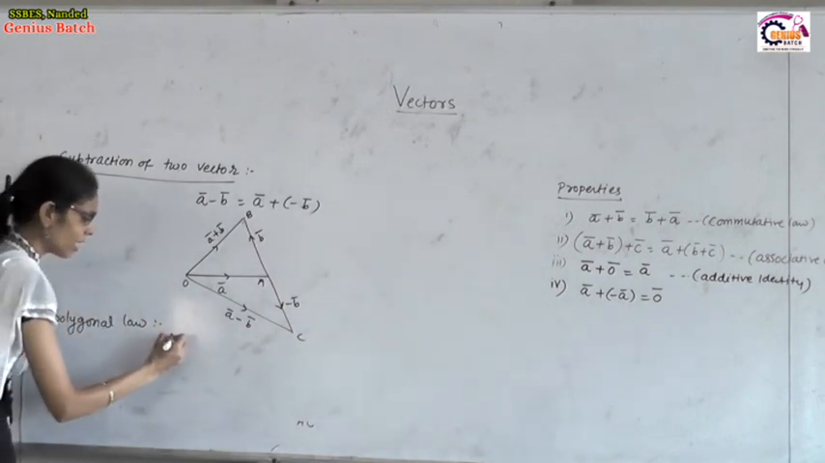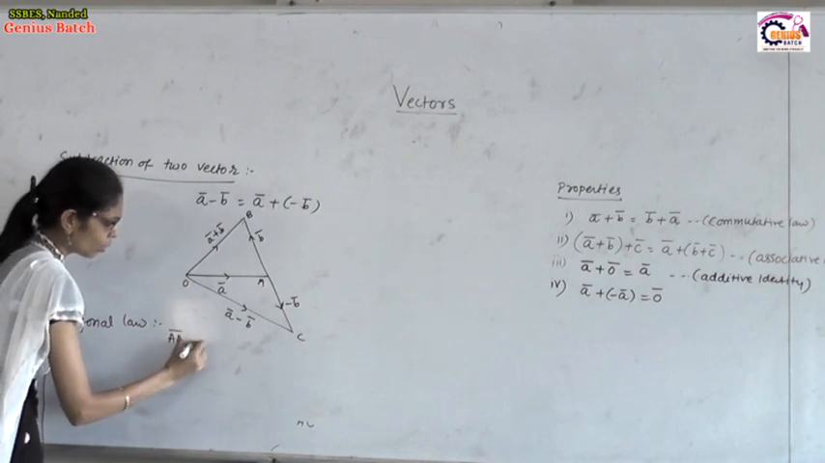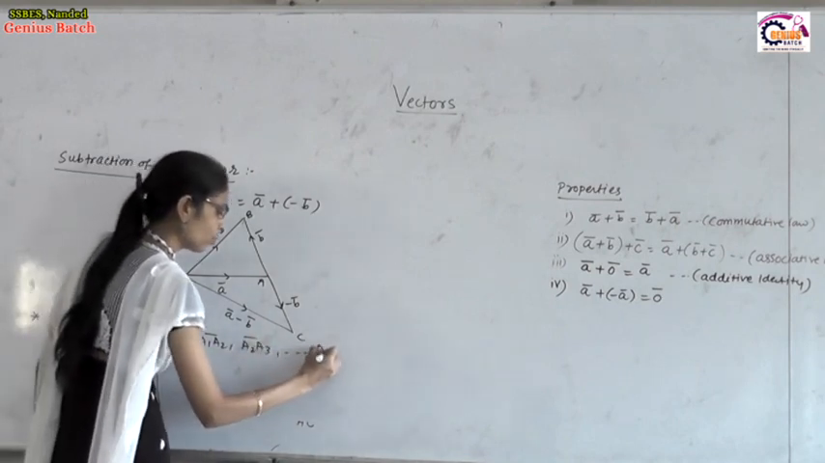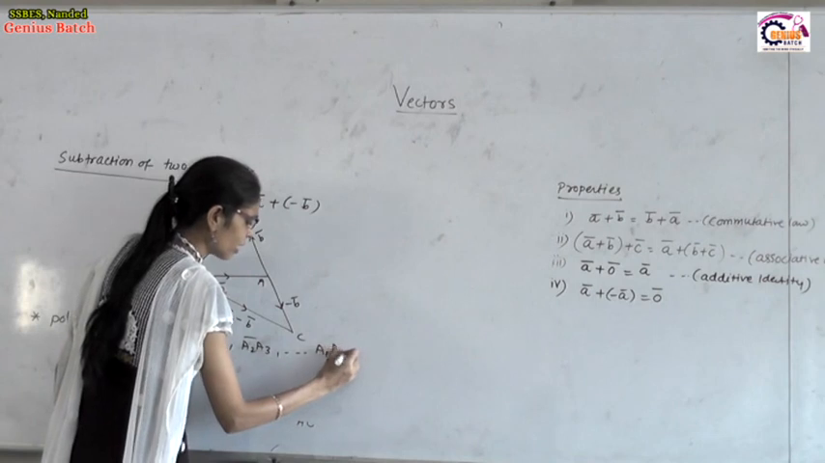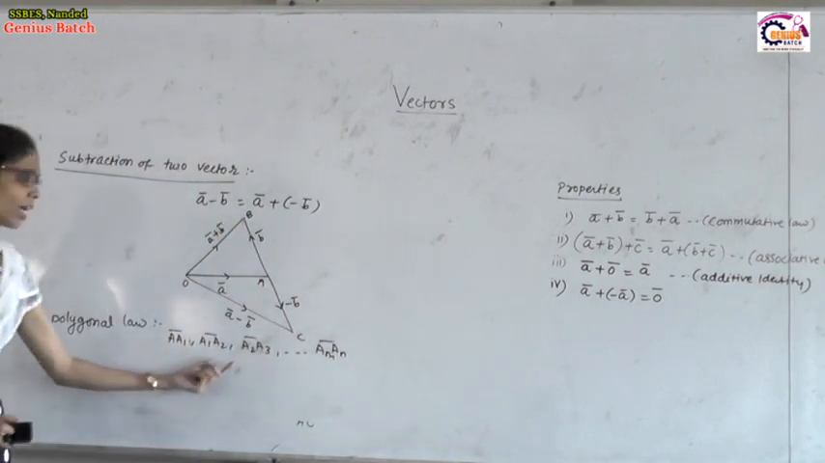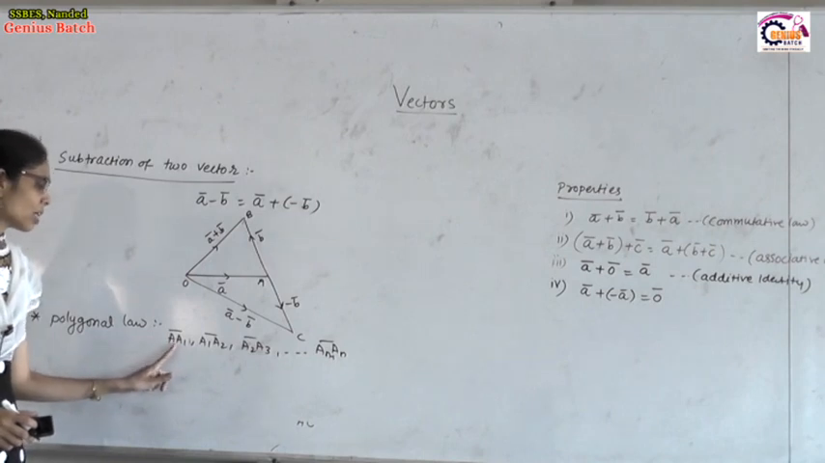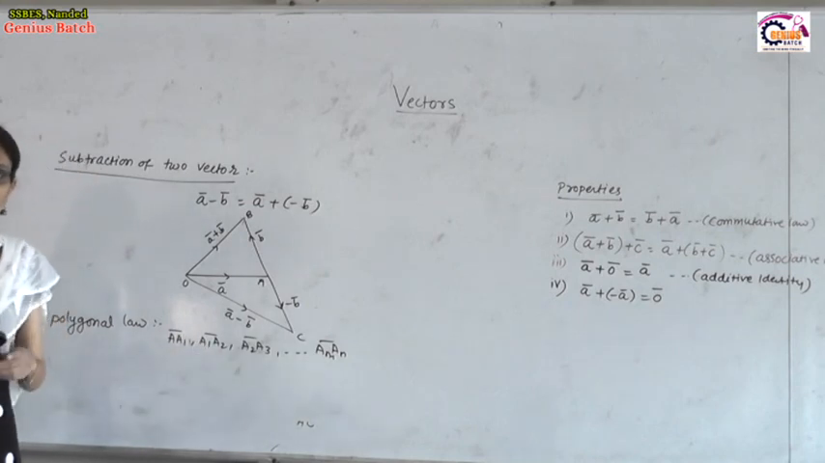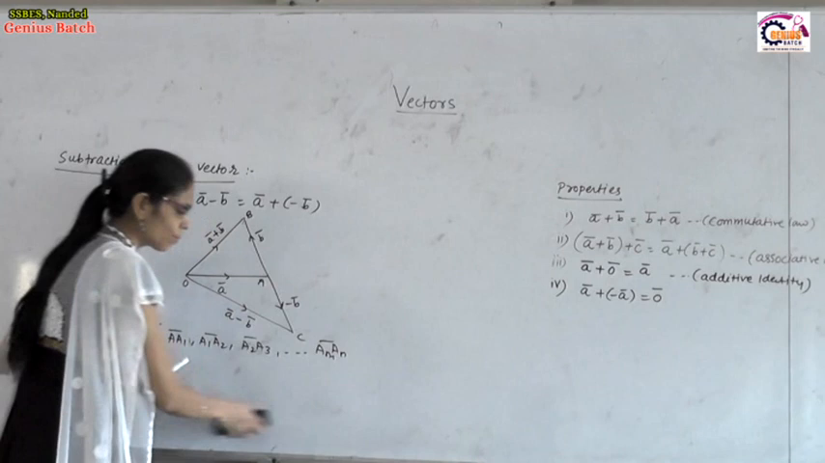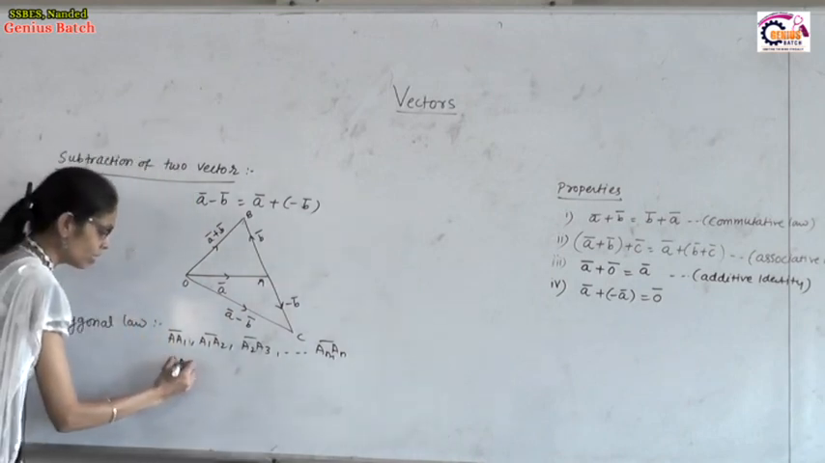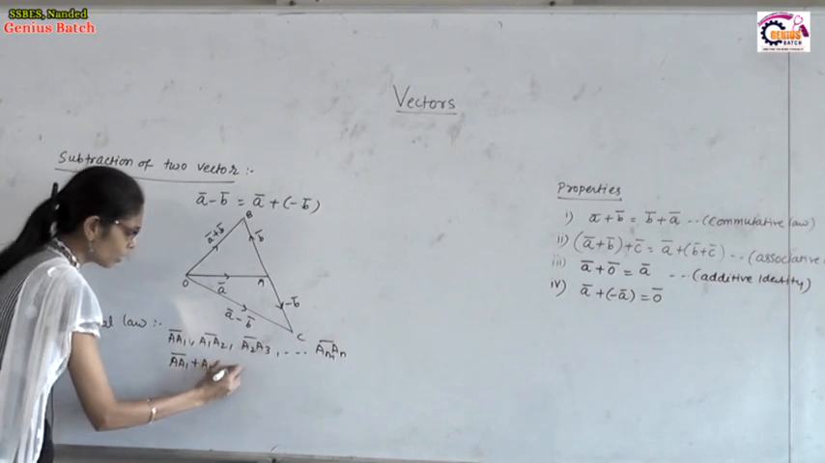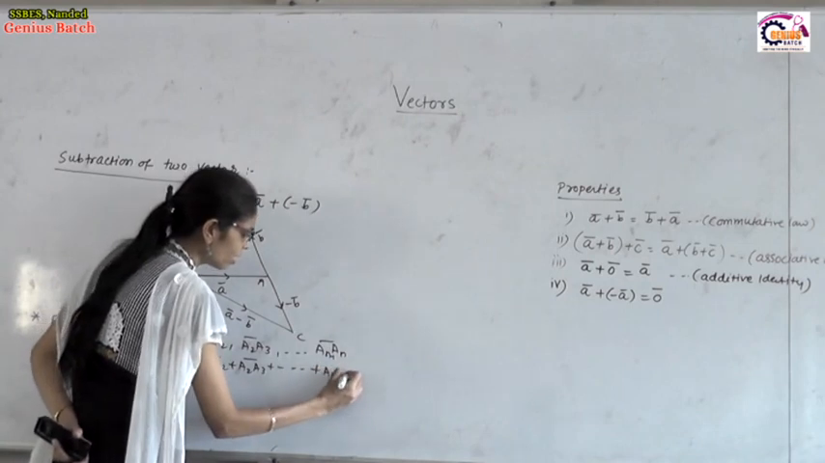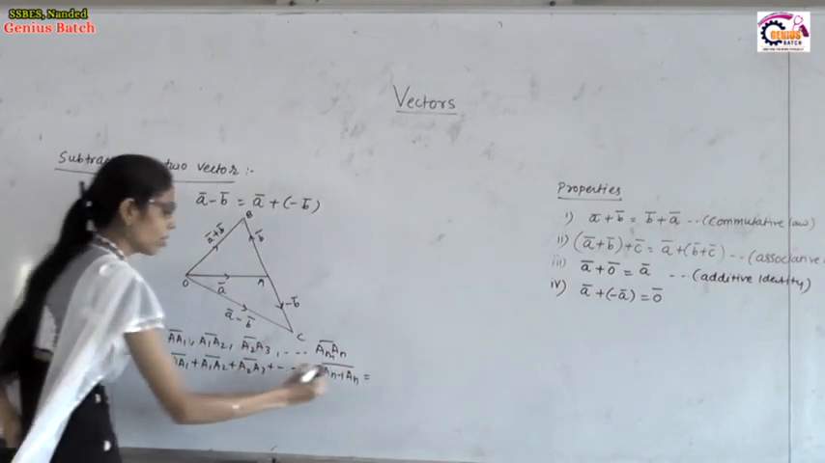So suppose A1, A2, A3 and so on, suppose AN minus 1, AN. These are n vectors. Then you can observe that in every vector, the terminal point of the first vector is the initial point of the second vector. So you can add them. Adding, as a result, you will get AA1 plus A1A2 plus A2A3 plus and so on, AN minus 1 AN. This is equal to vector AAN.